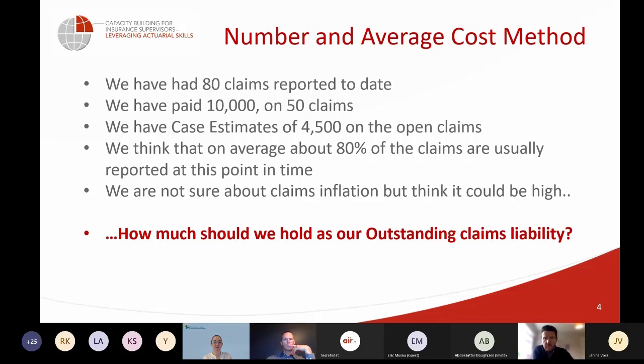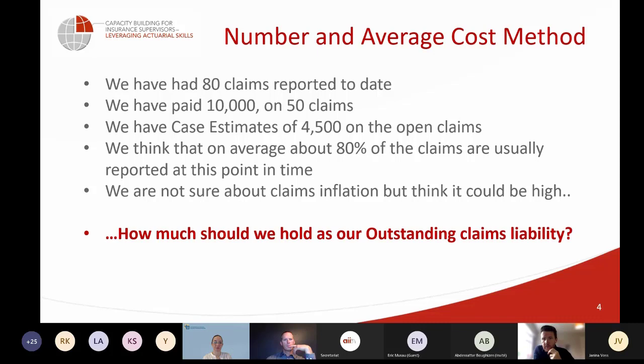Very basic amount of information, but this is enough at least for a first go, if you had to do something really quickly. So 80 claims reported. Of those 80, we paid 10,000 on 50 claims. So that leaves 30 where we have not yet paid, and these are still open claims. And we have case estimates of 4,500 on those 30 open claims.